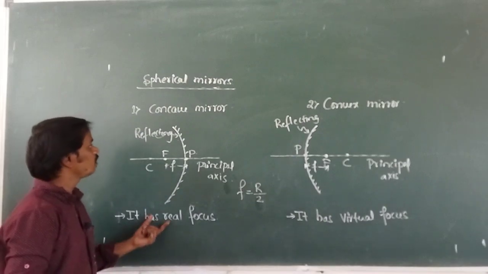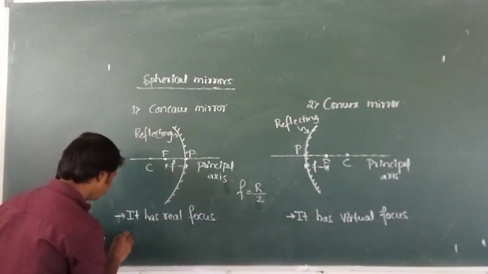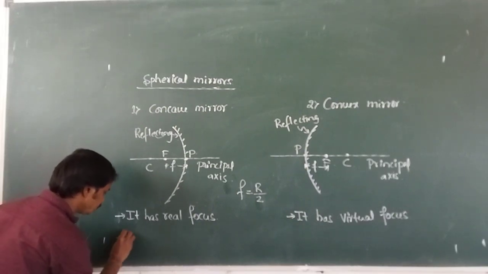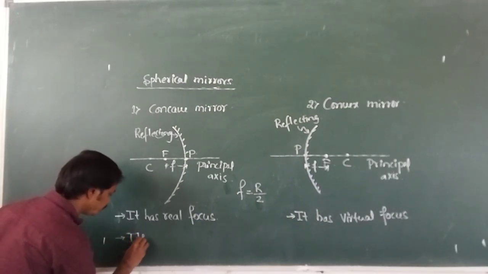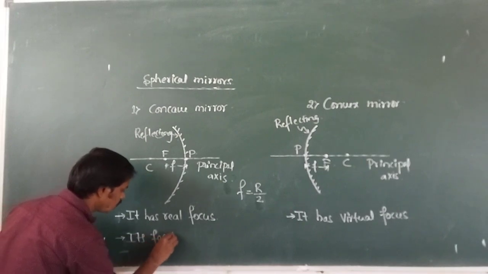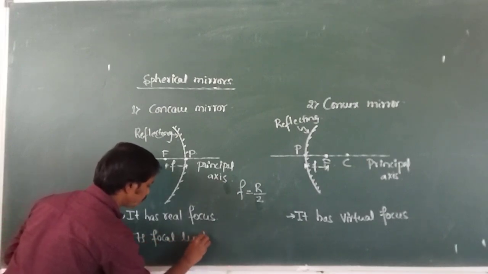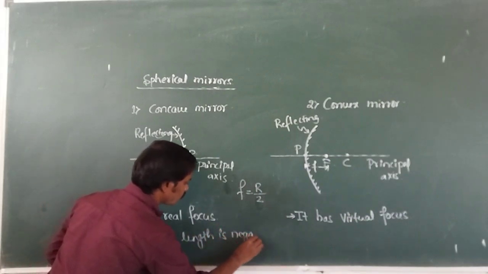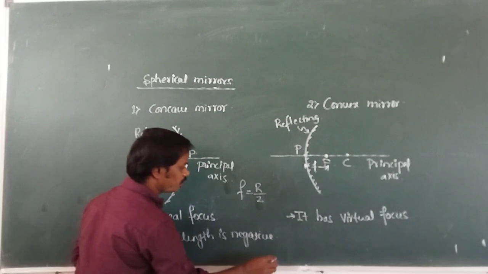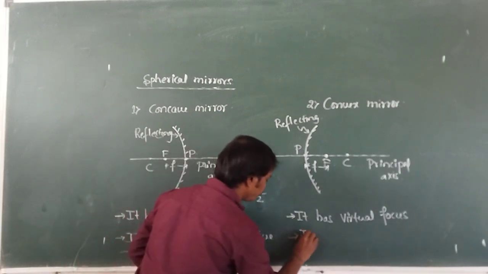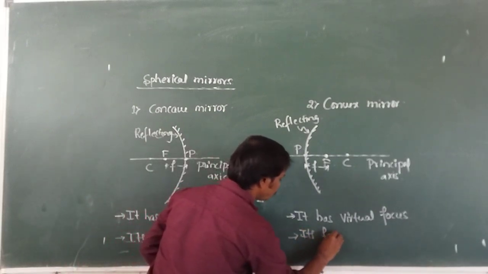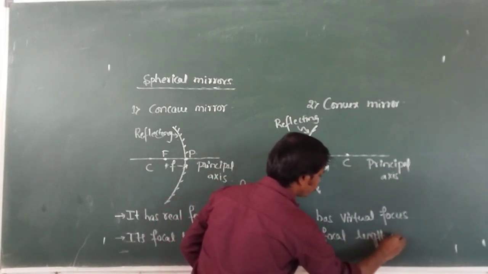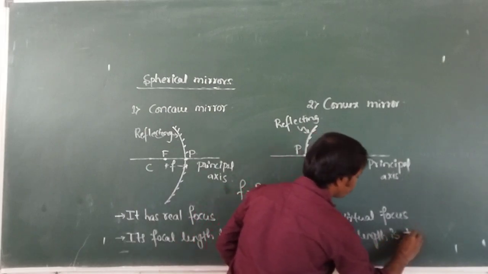And the focal length of a concave mirror is negative because of the sign convention. And what is the focal length of a convex mirror? That is positive. Its focal length is positive.